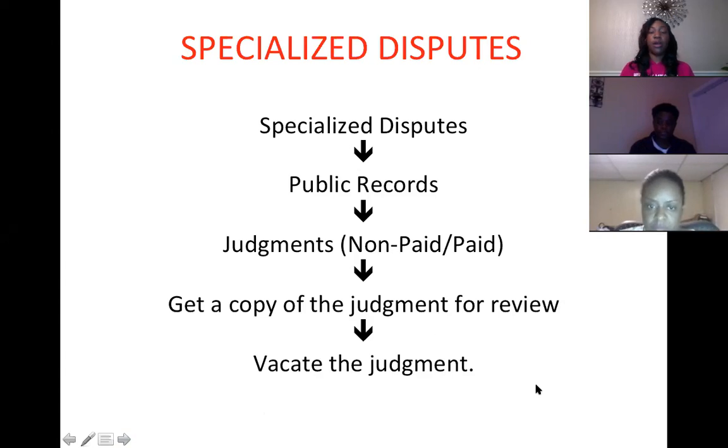Okay? So for judgments, you want to get a copy of the judgment to review it, okay? A lot of times there are so many inaccuracies just based off of comparing the judgment to what's on the credit report. Okay? So you want to look for the docket number, the file date, the amounts, all that good stuff. And if it doesn't match up, you can get that removed.